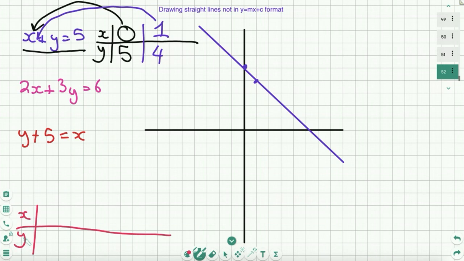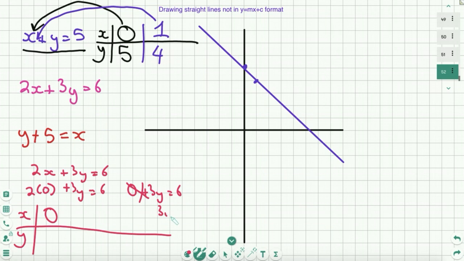X, y. So let's just choose a value for x. Let's say x is 0. So let's write our equation: 2x plus 3y equals 6. I'm going to replace x with 0. So 2 times 0 plus 3y equals 6. This one's a little harder. 2 times 0 is 0, plus 3y is 6. We can just get rid of the 0. So 3y makes 6. So 3 times something makes 6. y must be 2. So this is our first coordinate, 0, 2.